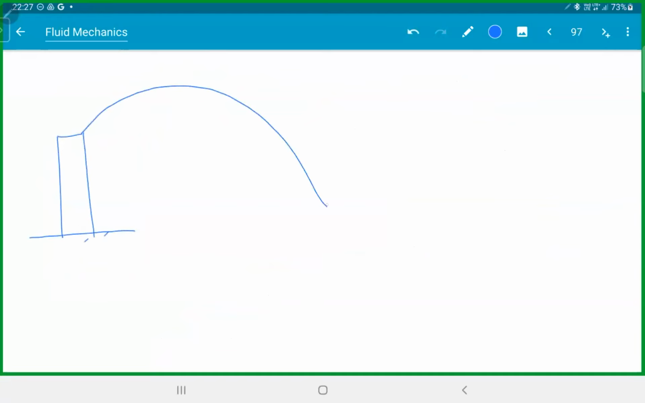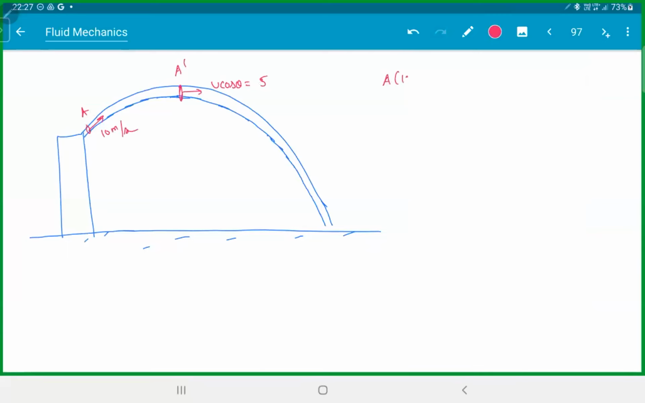So the water jet, if you see now, it actually first becomes big like this. Then it starts thinning out. So at the highest point, you get the area. Speed is how much? U cos theta, which is 5. Let this area be A dash. This area is A and the speed is 10. So A into 10 is equal to A dash into 5. So the maximum area will be double.